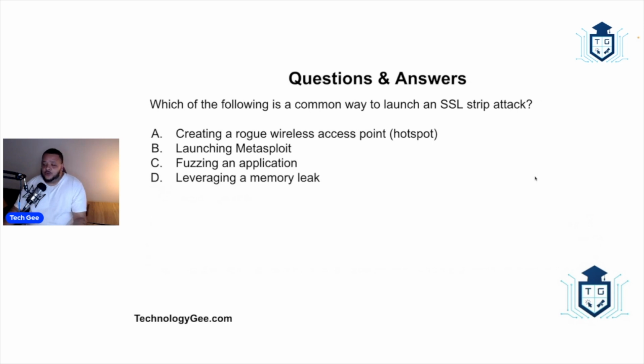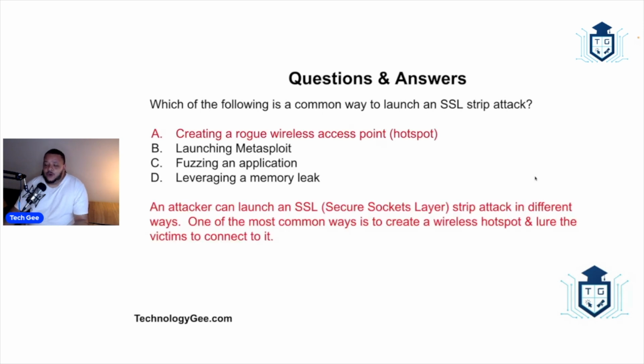All right, which of the following is a common way to launch an SSL strip attack? Would you create a rogue wireless access point? Would you launch what is called a Metasploit? Would you do fuzzing on an application or leverage a memory leak? This would be creating a rogue wireless access point. An attacker can launch an SSL strip attack in different ways, and one of the most common ways is to create a wireless hotspot and lure victims to connect to it.